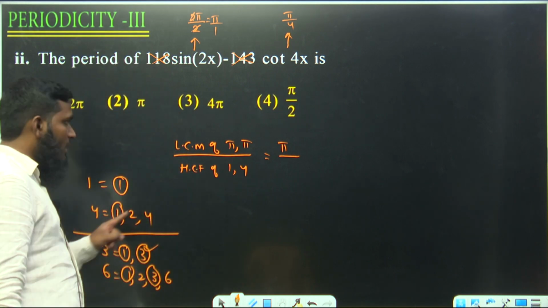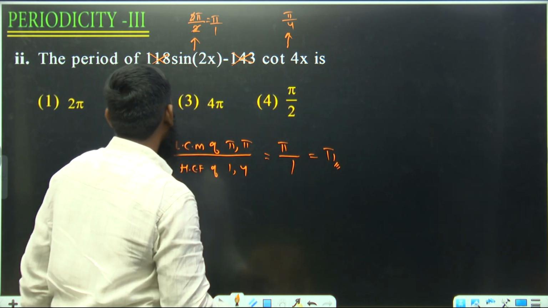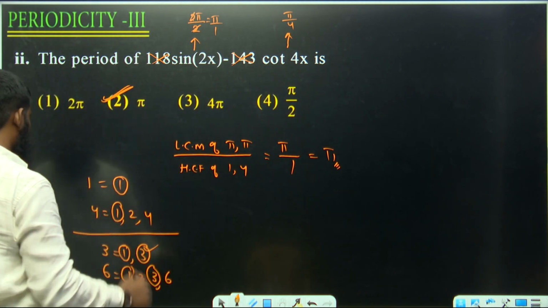So what is the HCF of 1 and 4? 1 and 4 means we are having 1. Pi by 1 is equal to pi. Pi means let us go with the second option. Okay, the second option is correct.